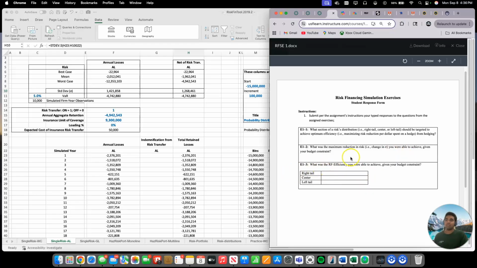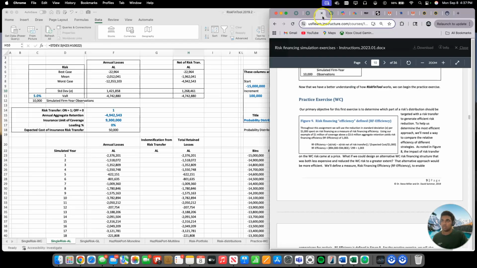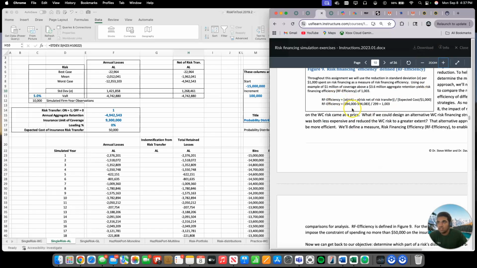And now let's look at what is RF efficiency. What RF efficiency were you able to achieve given your budget constraint? So this is the formula that they give for RF efficiency. Let's zoom in a little. They say the risk minus the risk net of risk transfer. What does that mean? That means your normal standard deviation, the original one, minus the net of risk right here. When you type in for a scenario, whichever one you're doing, that is the difference. You see this number? It's going to be different. You do this number minus that number.